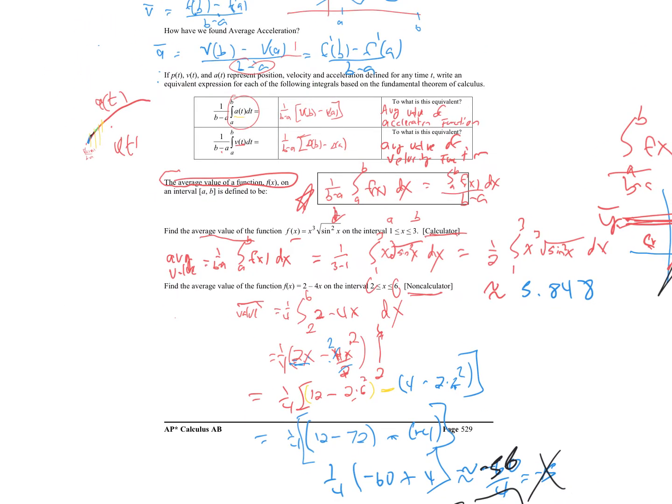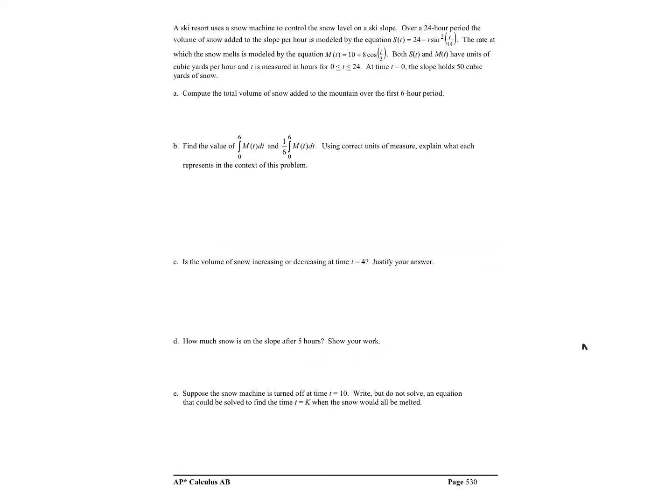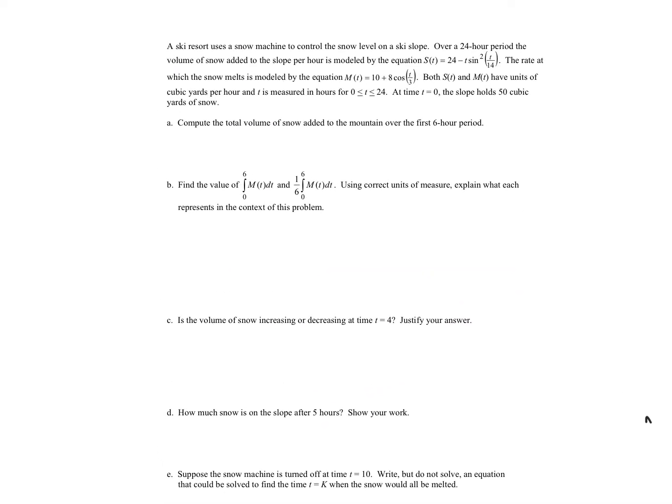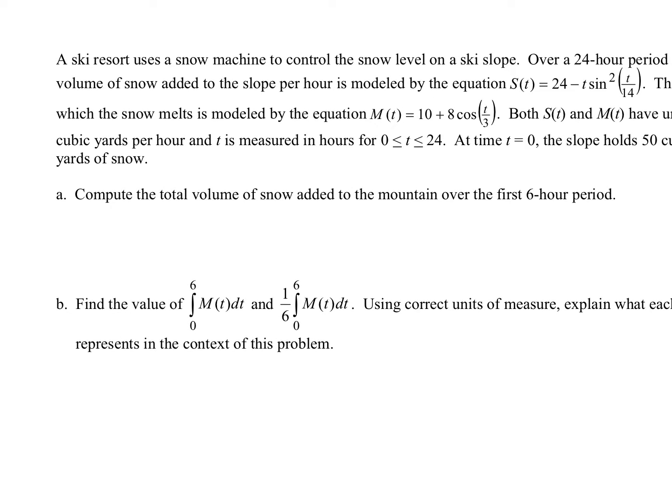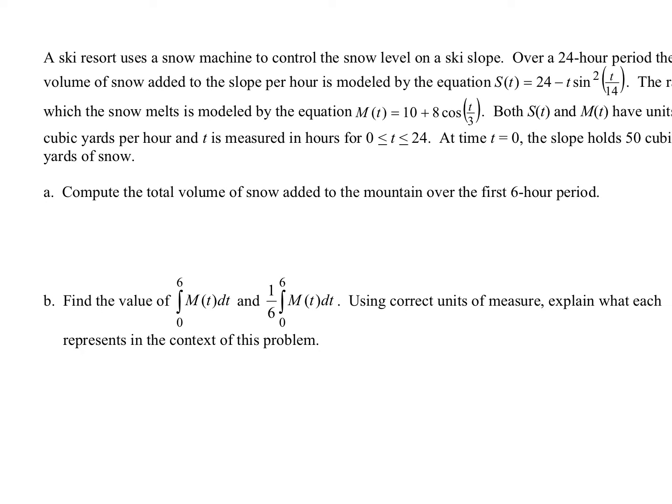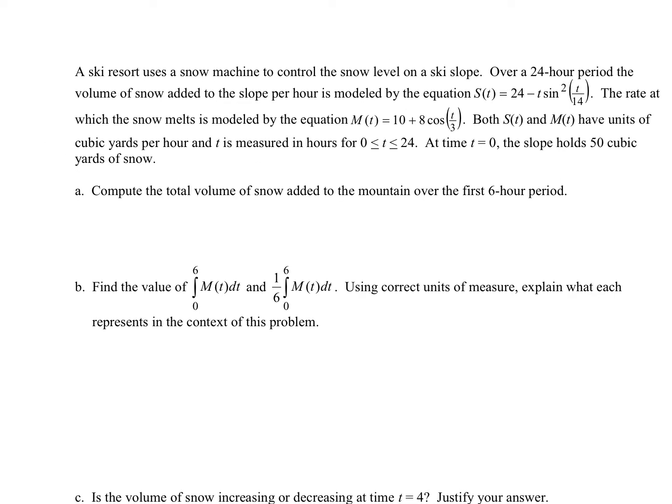So average value of a function. Piece of cake, right? Another page. Okay, so what we got here: a ski resort uses a snow machine to control the snow level of a ski slope. Over a 24 hour period, the volume of snow added to the slope per hour is modeled by this equation. So that is the amount of snow, the volume of snow.